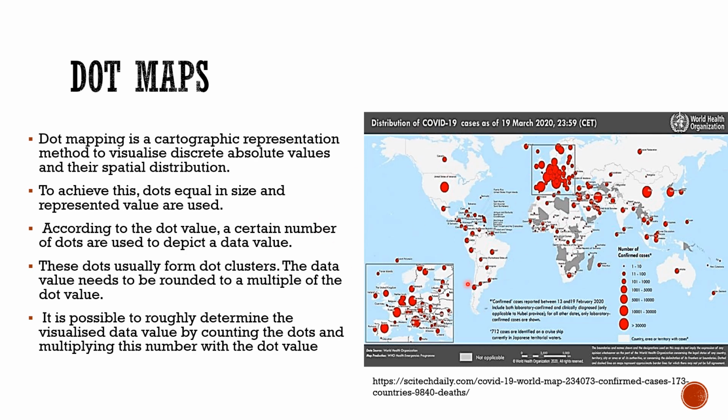Here is a dot map released by the World Health Organization depicting the distribution of COVID-19 cases as of 19th March 2020. Here, the smallest dot value is 1 to 10 and the largest value represents more than 30,000 cases.